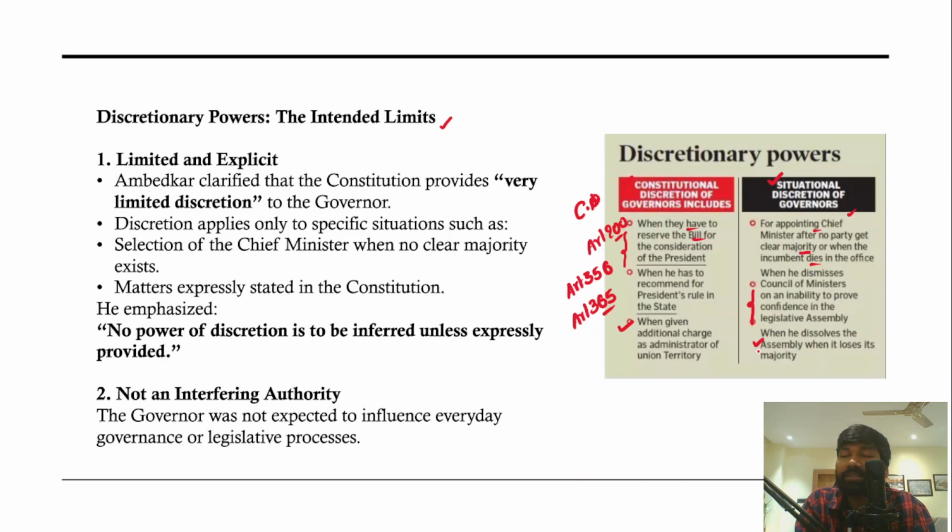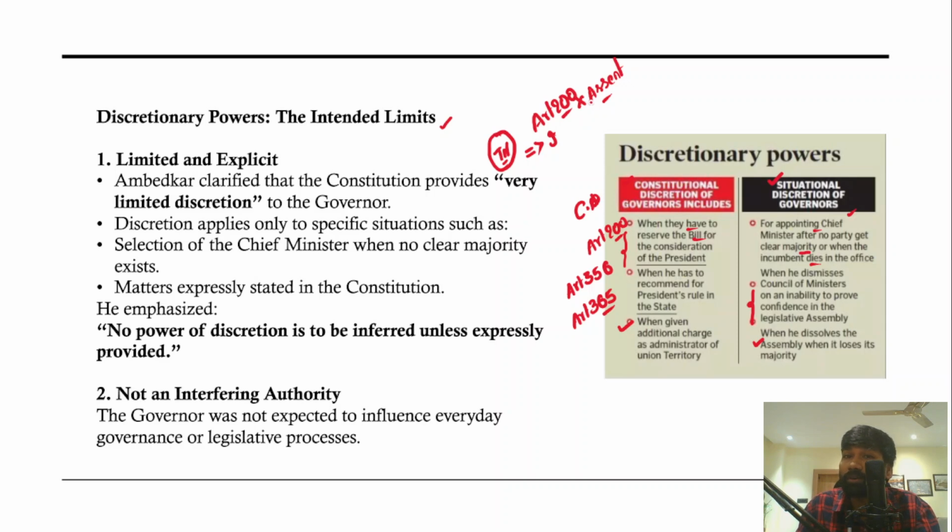Now let's understand the discretionary powers and the intended limits of the discretionary powers of the governor. When Article 200 of the Indian Constitution provides certain options to the governors, whenever any bill is passed by the state legislative assembly and sent to the governor for his or her assent, the governor is not giving assent to those bills. The governor has been giving the reason that it is the discretion of the governor whether to give assent to the bills or not.